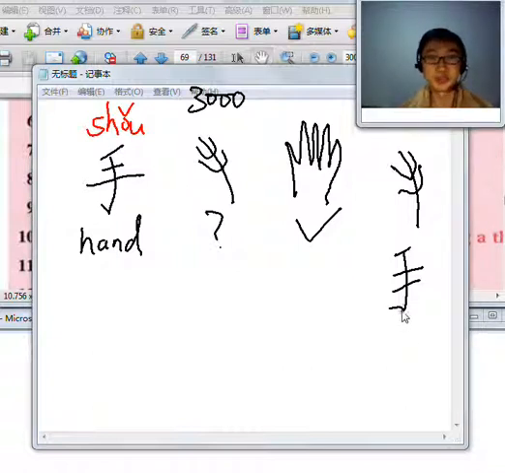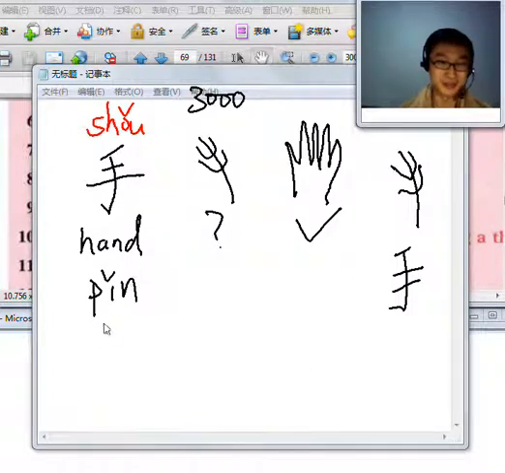Shǒu gōng yì pǐn, remember? Shǒu gōng yì pǐn, handcrafts. And then I show you the character pǐn. Very easy character pǐn. Right now we write it this way.